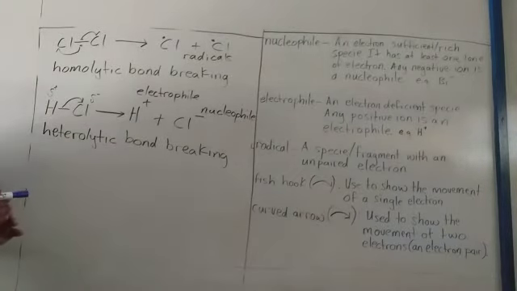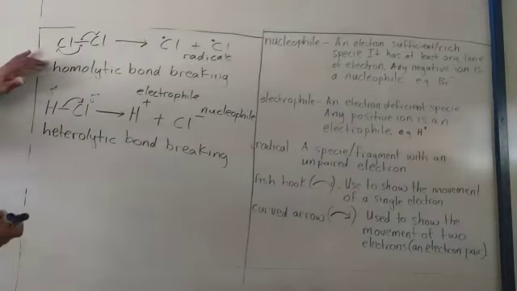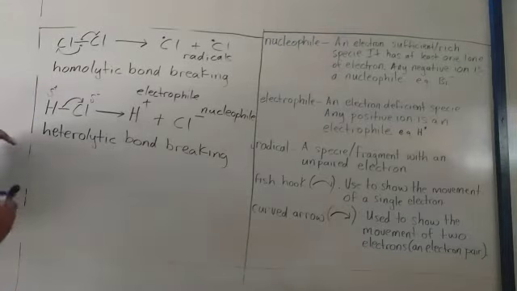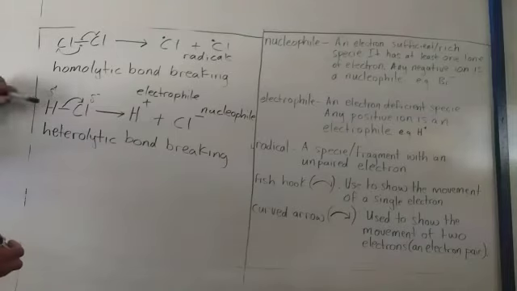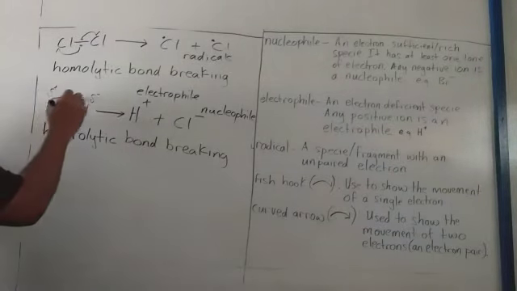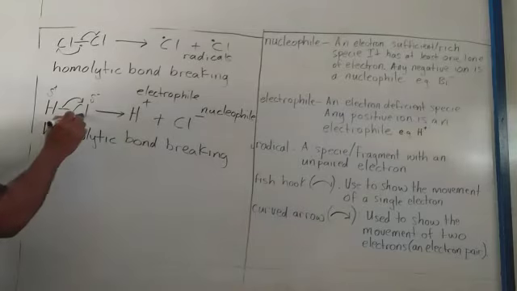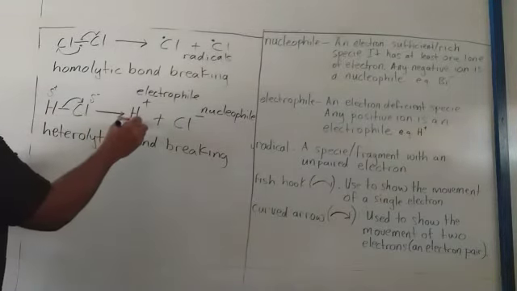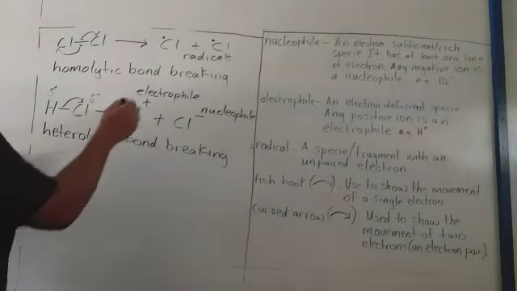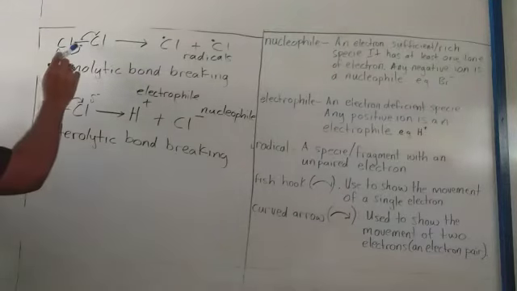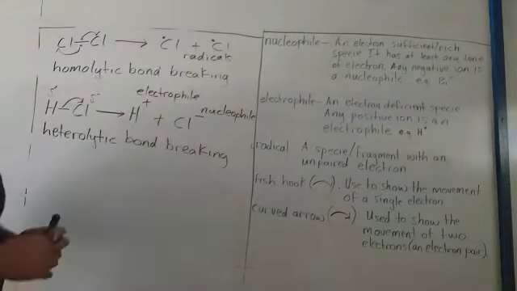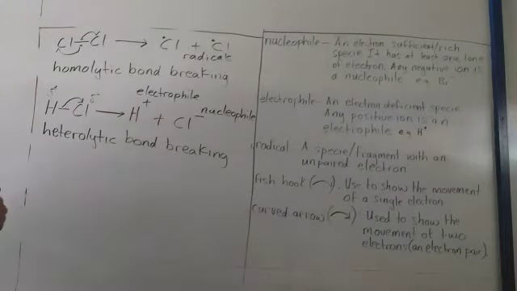So quick recap. When you get a molecule, if you want to know if it's going to break homolytically or heterolytically, you need to know first if the molecule is polar or nonpolar. If it is polar, it will break heterolytically, and both electrons will go to the electronegative atom. You will get a positive ion and a negative ion, or electrophile and nucleophile. If the molecule is nonpolar, it will break homolytically. Both atoms will get one electron, forming radicals.